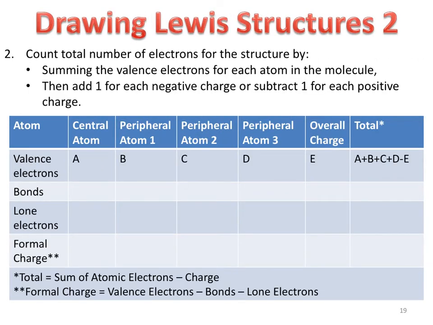Step 2 in drawing Lewis structures is to count the total number of electrons for the structure by summing the valence electrons for each atom and then adding 1 electron for each negative charge and subtracting 1 electron for each positive charge.